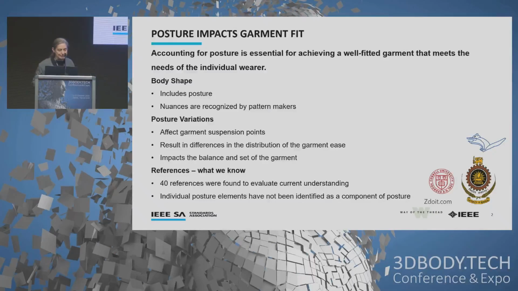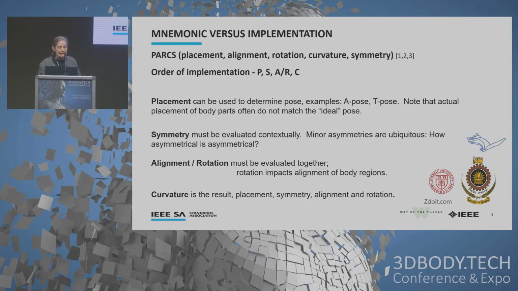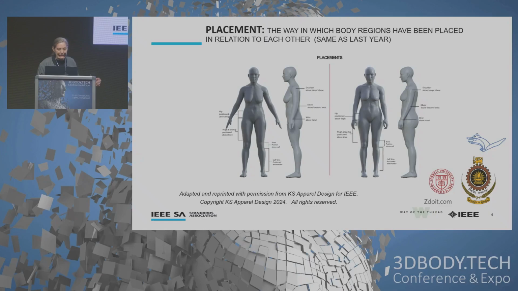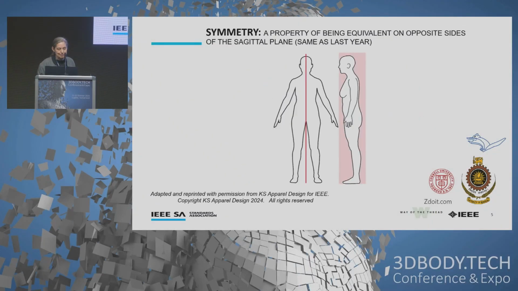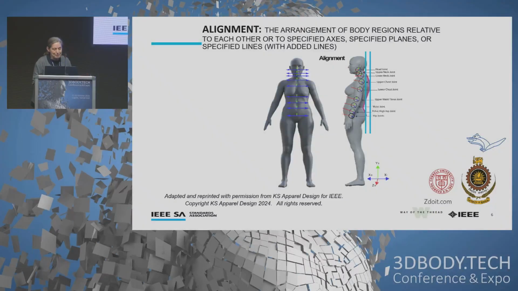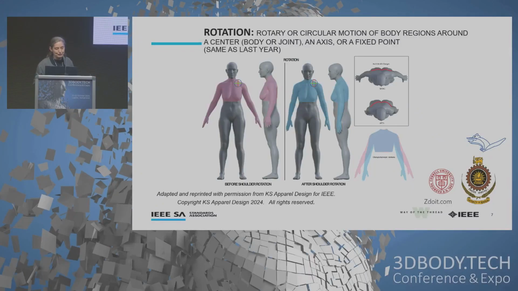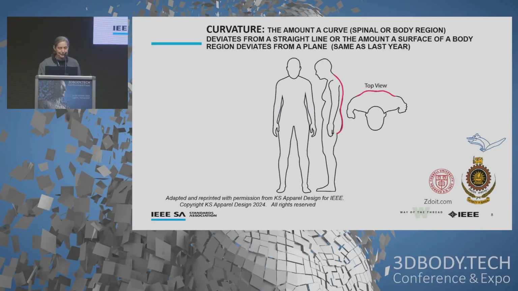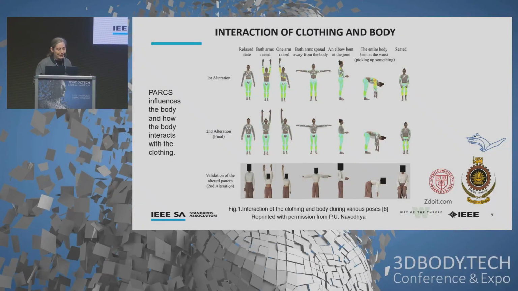fits that person. PARCS basically stands for placement, alignment, rotation, curvature, and symmetry. Basically placement, symmetry, alignment, and then also rotation. And then curvature is important because it also influences how the clothing interacts with the body. And so this can be very different depending on somebody's posture.